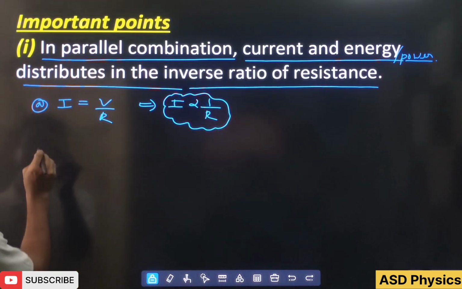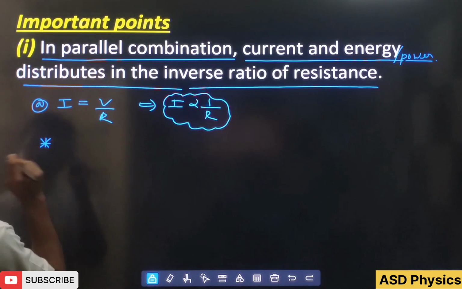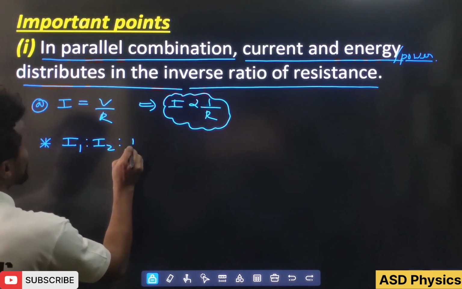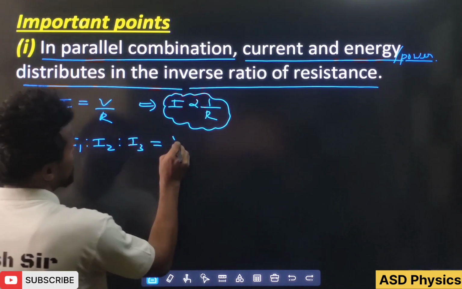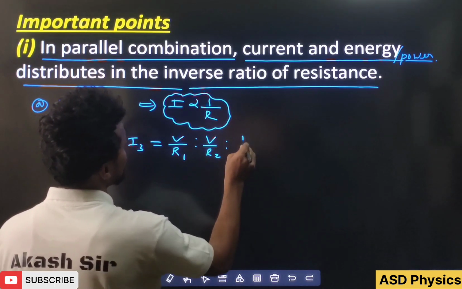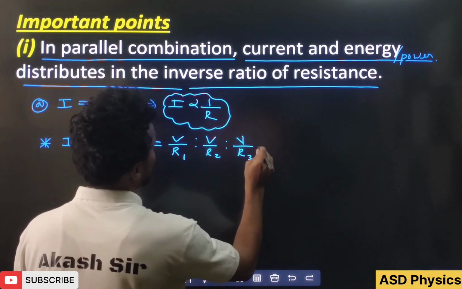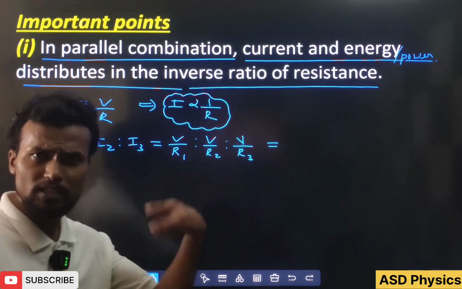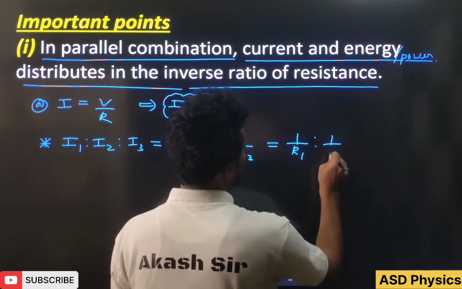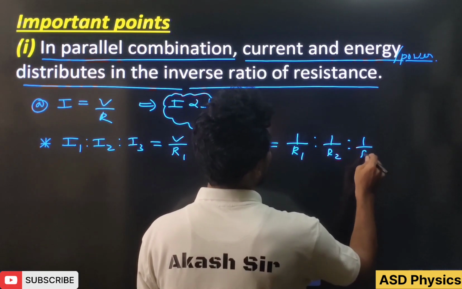Is it? So if I write here for the 3 resistors, we can write I1 is to I2 is to I3. What will be there? See here, V by R1 is to V by R2 is to V by R3. And what will happen here? This V will all cancel out. So we can write here, students, 1 by R1 is to 1 by R2 is to 1 by R3.